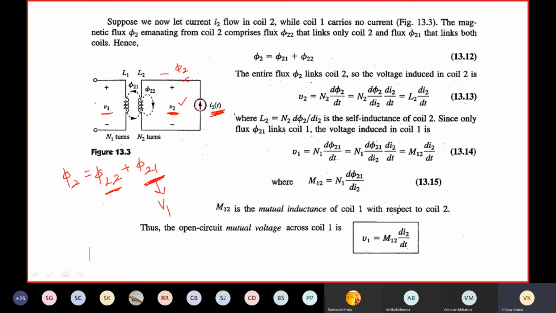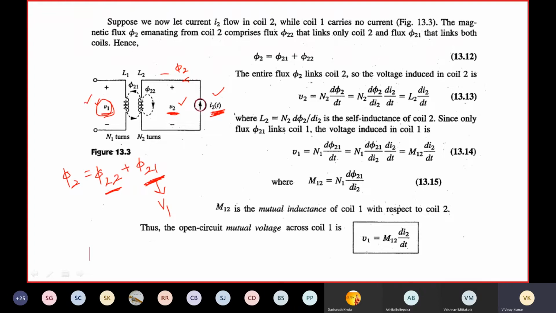The EMF induced in the neighboring coil because of I2 is called mutual induced EMF. V1 is the EMF induced across coil... sorry, this is coil 1, right? V1 is the EMF induced across coil 1 because of the current flowing through coil 2. That's why V1 is called mutual induced EMF. Whereas V2 is self-induced EMF, because V2 is the EMF induced across coil 2 because of its own current. That's why V2 is called self-induced EMF.